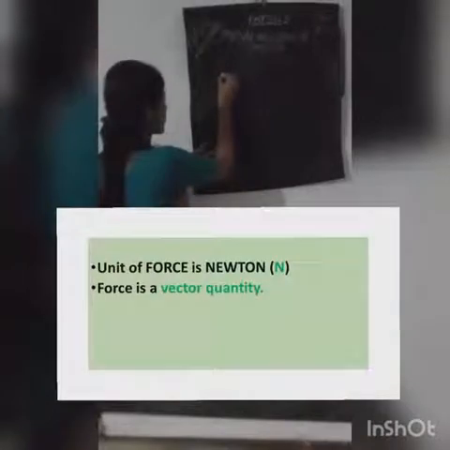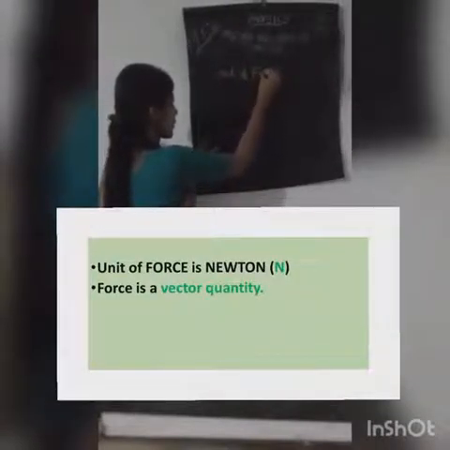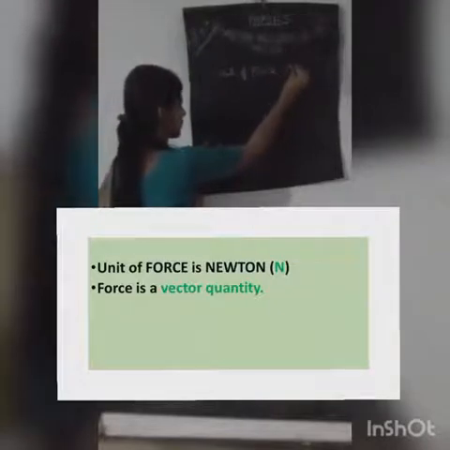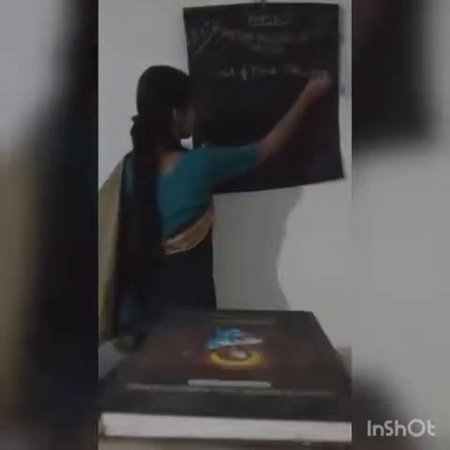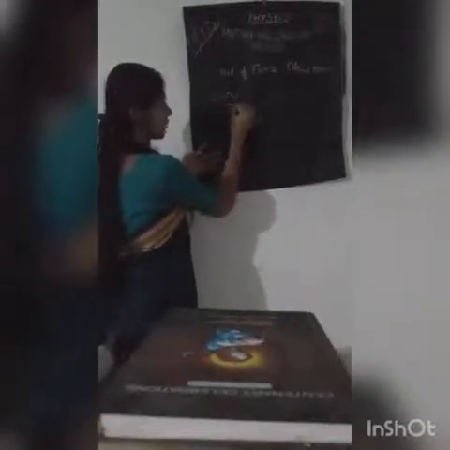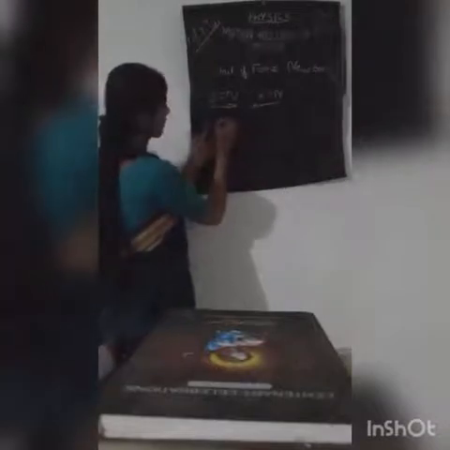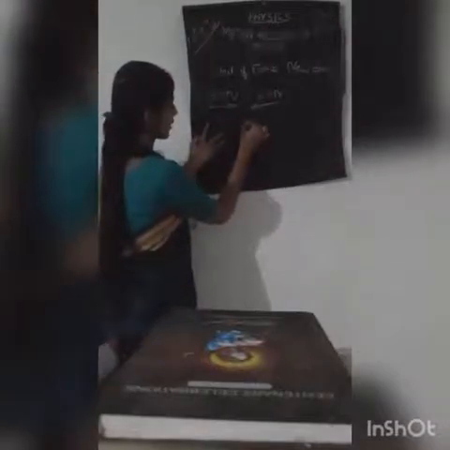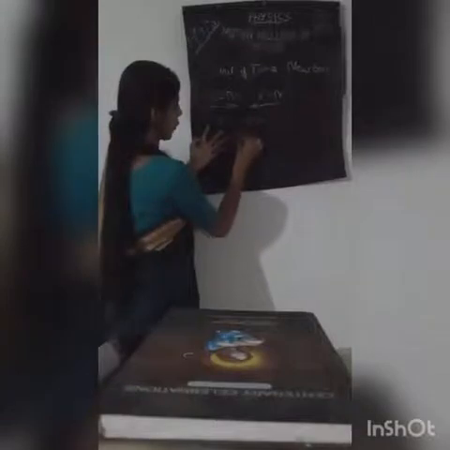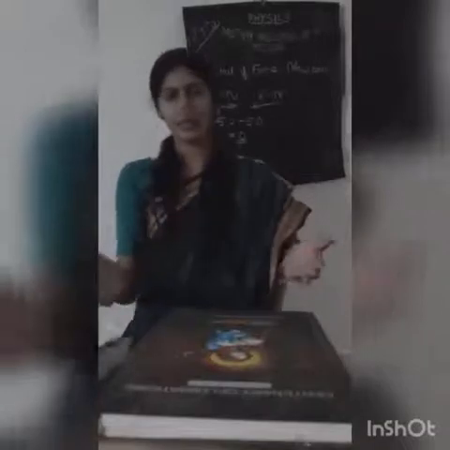Okay, see. So what is the unit of force? Unit of force is Newton. 50 Newton is applied from this direction and 50 Newton is applied from this direction. So net force is 50 minus 50 equals 0. 0 Newton. So in that case the book doesn't move.